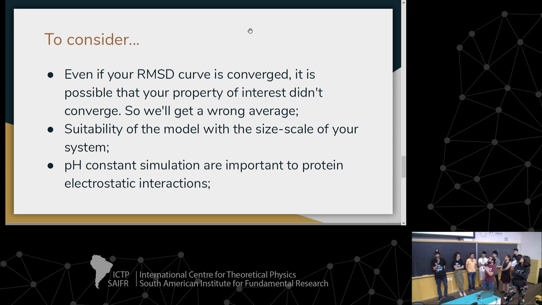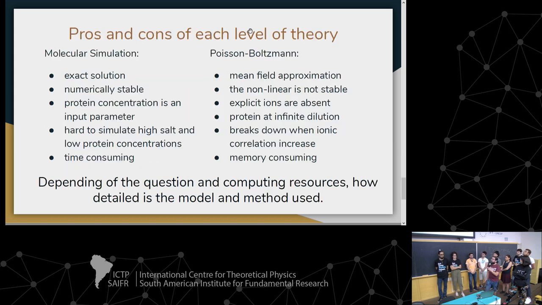So to consider when you are doing an MD simulation: one, check if the energy curve is converged, since other properties may not be converged in your simulation. Two is the suitability of the model with the size scale of your system, and the pH. Constant-charge simulations are important for protein titration, because if you are simulating with a constant charge and you are interested in the electrostatic interactions in your protein, the effect of pH could be important.